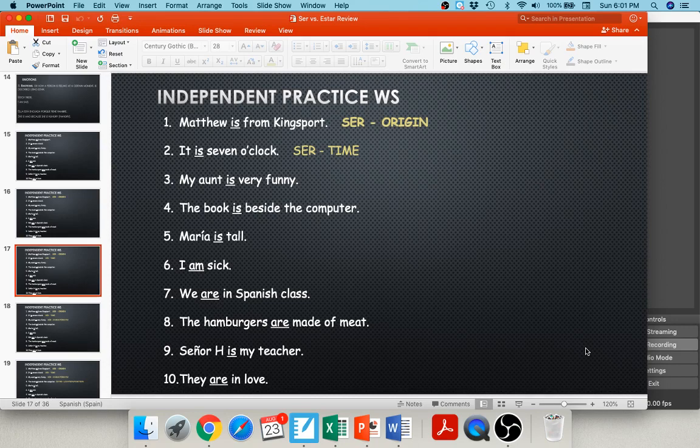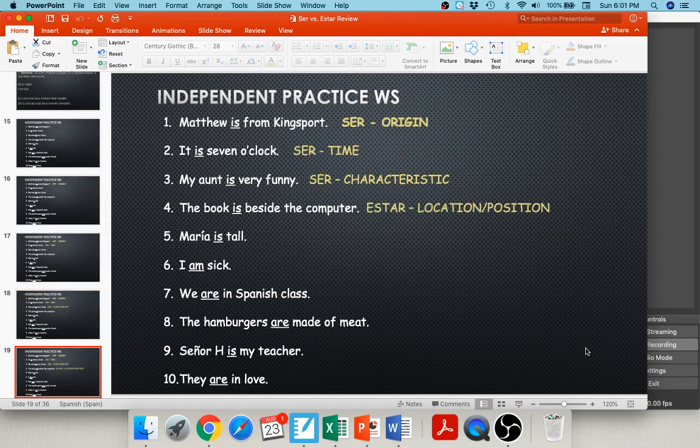Let's take a look. Number 3 says, my aunt is very funny. Well, funny, that's a characteristic. She's a funny person. So in this case, we are going to use ser, because of characteristic. Number 4, the book is beside the computer. Being beside the computer, that's the book's location or position. So we're going to use the verb estar. Number 5, Maria is tall. Well, tall is a characteristic of Maria.